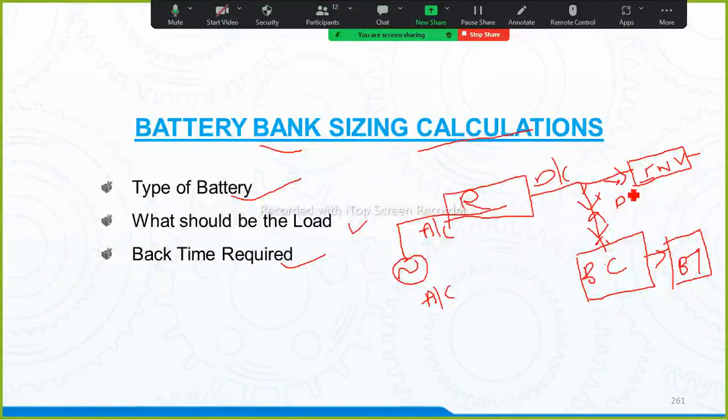Now the DC power is coming to here. What will the inverter do? It will convert DC to AC. Then again, after that, it continues here.